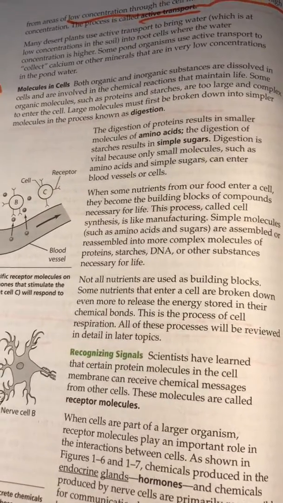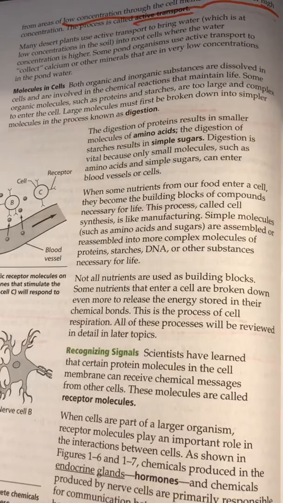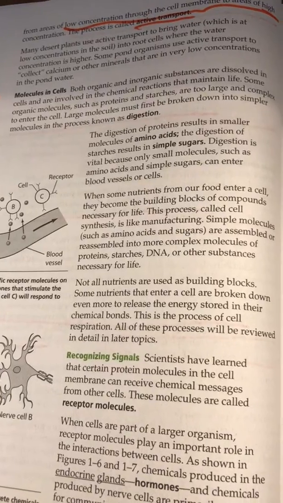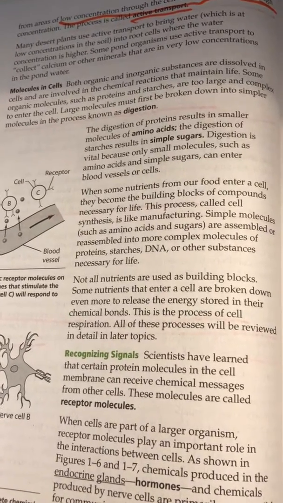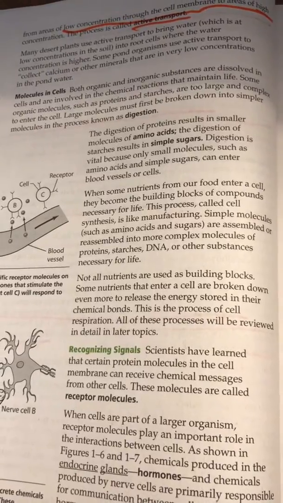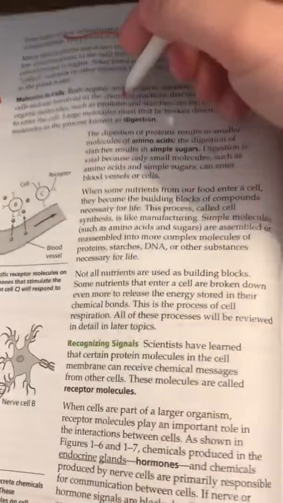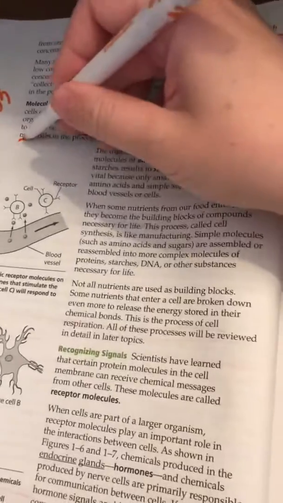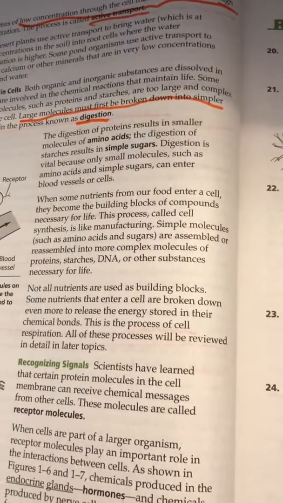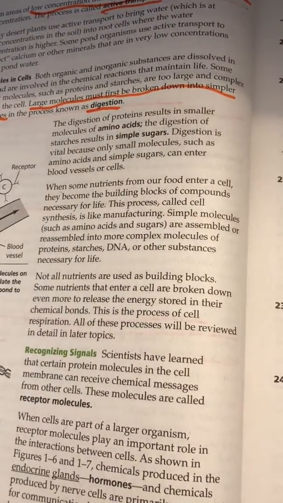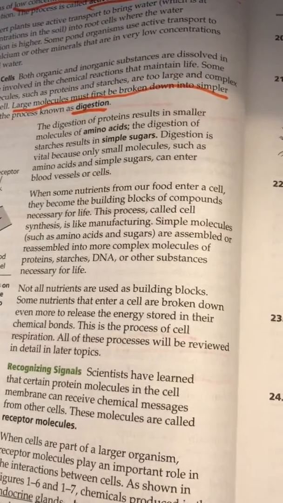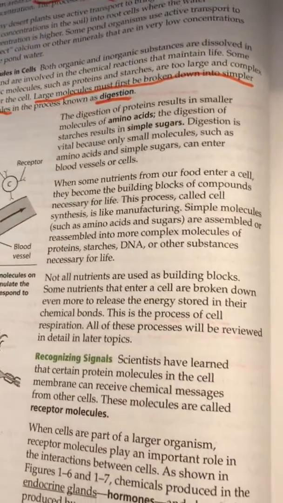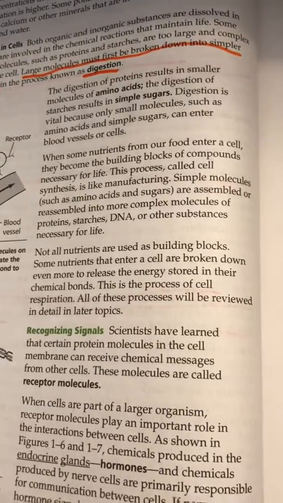Molecules in cells, both organic and inorganic substances, are dissolved in cells and are involved in the chemical reactions that maintain life. Some organic molecules, such as proteins and starches, are too large and complex to enter the cell. Large molecules must first be broken down into simpler molecules in the process known as digestion. So the breaking down of large molecules is digestion. The digestion of proteins results in small molecules of amino acids. The digestion of starches results in simple sugars. Digestion is vital because only small molecules such as amino acids and simple sugars can enter blood vessels or cells.